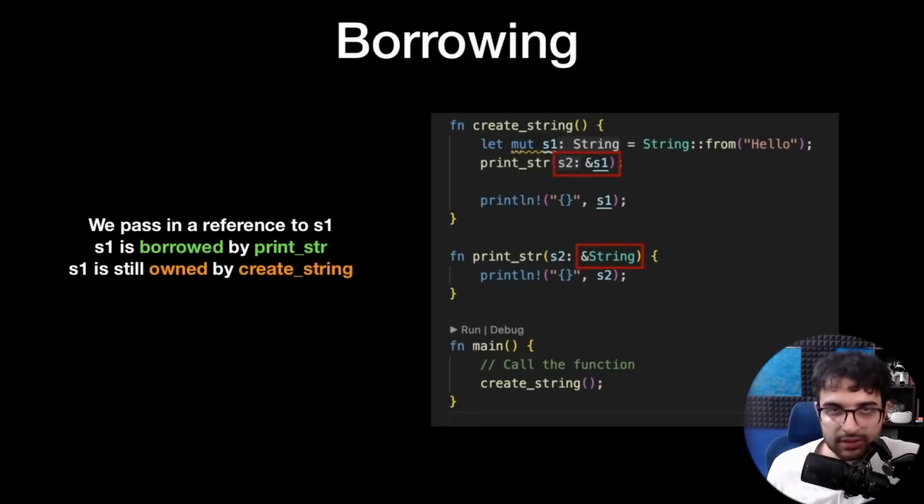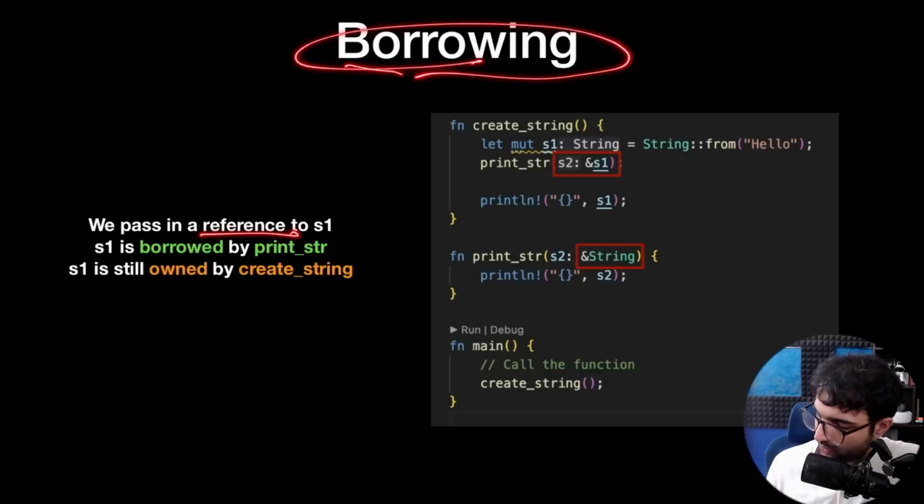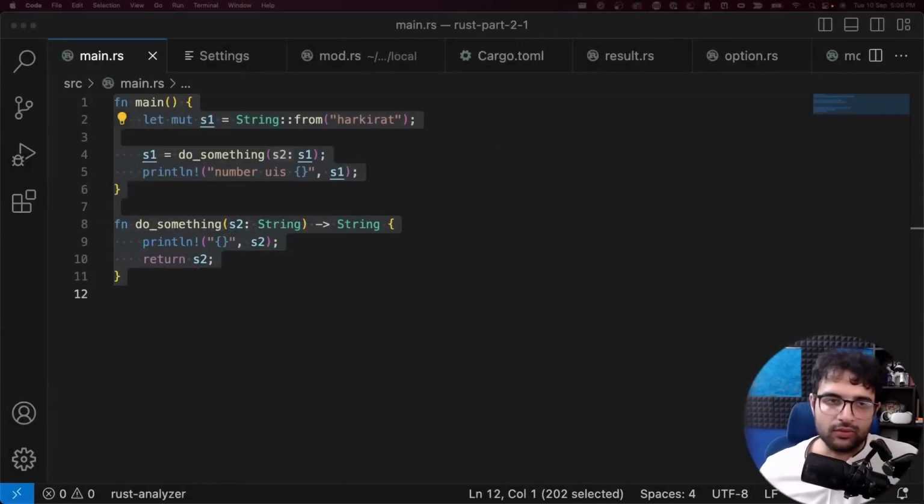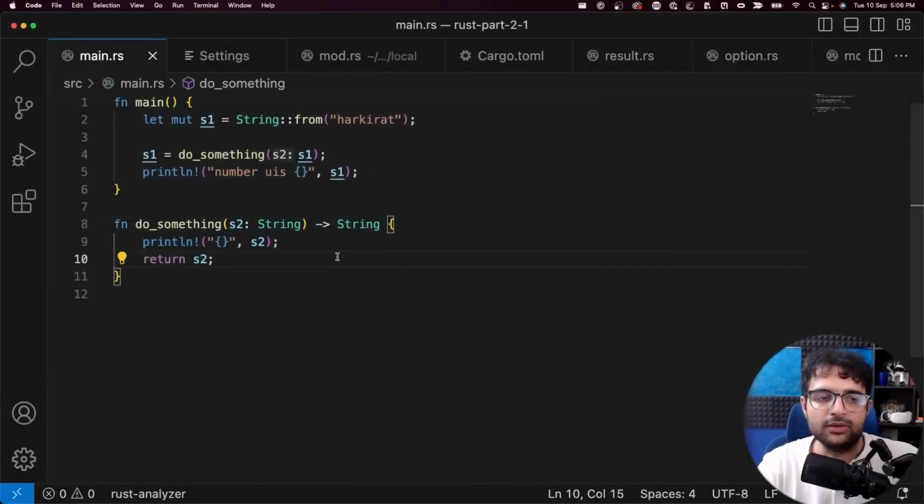And the answer is you can do it by using something called references and borrowing. We can pass in a reference to s1. s1 is borrowed by print_str. s1 is still owned by create_string, or more specifically the s1 variable. This is incorrect. They should say s1. What we're saying is, let me just start to code this. I think we can understand this a little bit better over here.